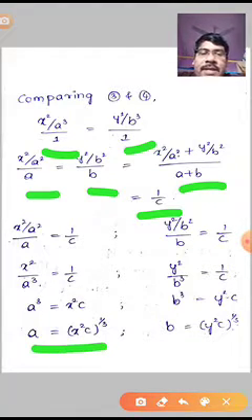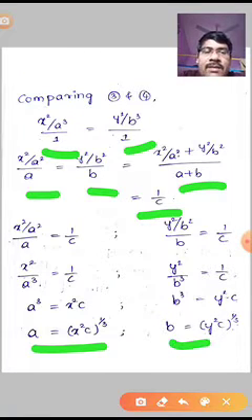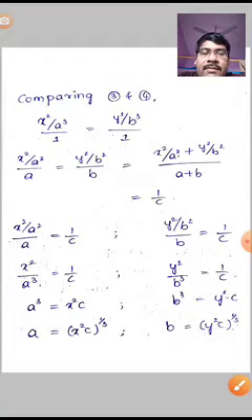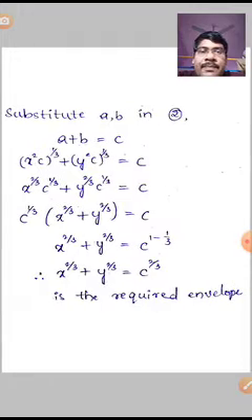Here that is a is equal to x square c whole power 1 by 3, b is equal to y square c whole to the power of 1 by 3. Here we are getting the a and b values. These a and b values substitute in the given relation.